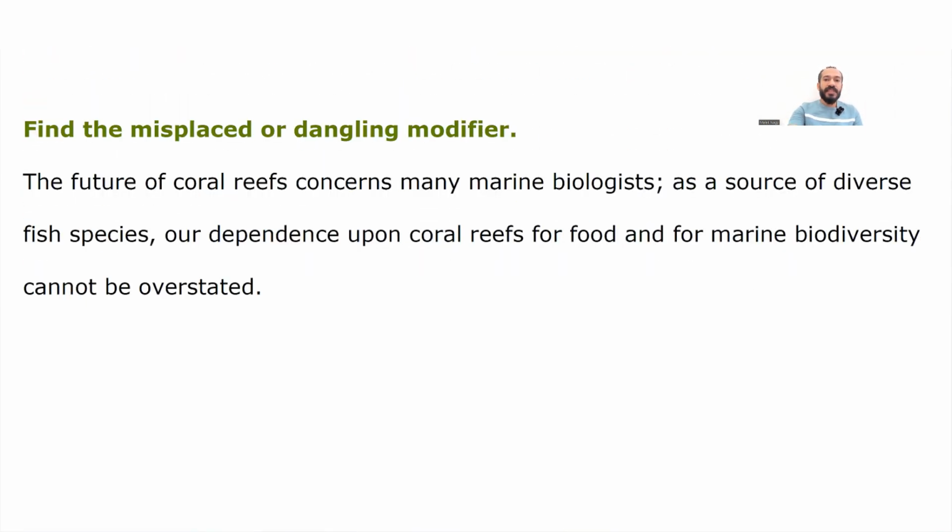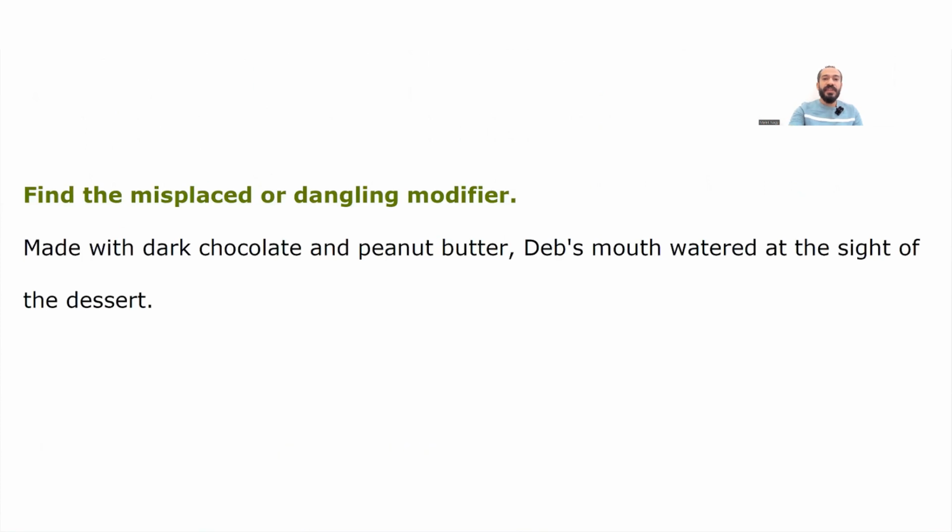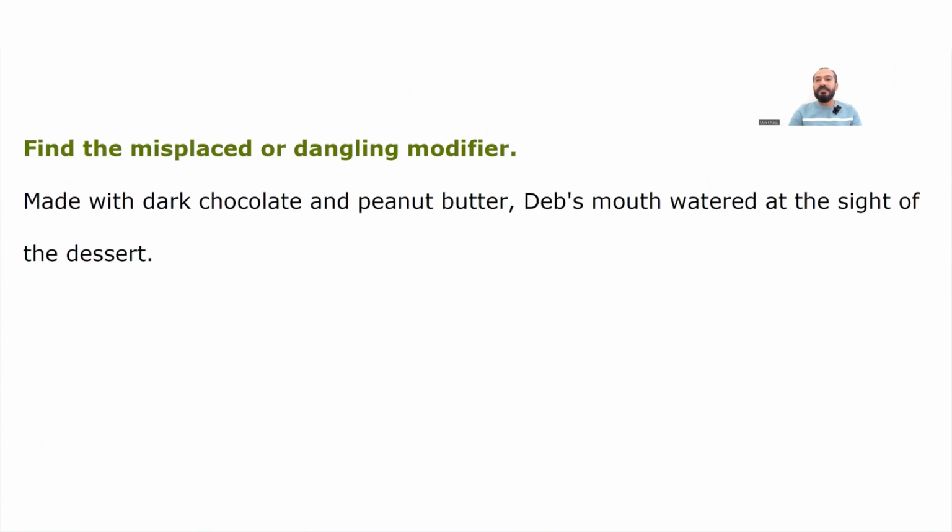Let's skip this one here, go for another one. Yep, I like this one. This is a pretty easy one, actually. It says, "Made with dark chocolate and peanut butter, Dip's mouth watered at the sight of the dessert." Well, you can see here that we've got a participle phrase, which is made with dark chocolate and peanut butter.